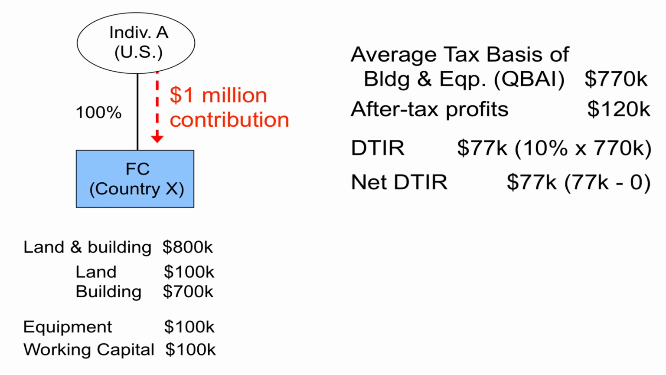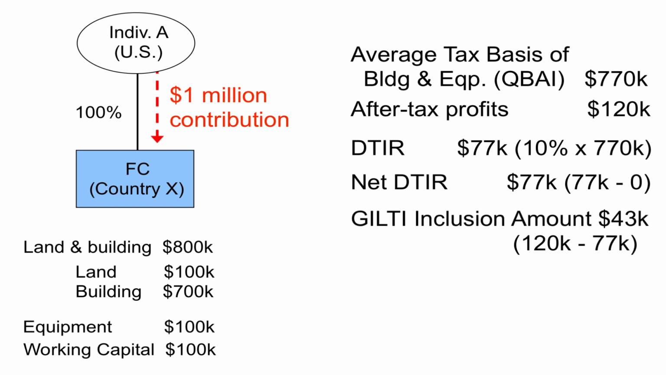Individual A's net DETR is DETR minus specified interest expense. Since FC had no interest expense, individual A's pro rata share of tested interest expense was 0, and specified interest expense for individual A was also 0. This means that individual A's net DETR is simply equal to DETR, or $77,000. This makes individual A's GILTI inclusion amount $43,000, or $120,000 minus $77,000.